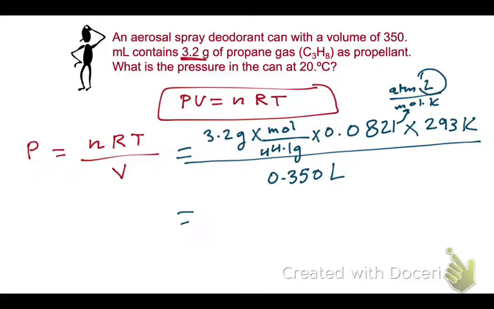So that is 3.2 divided by 44.1, multiplied by 0.0821, times 293, divided by 0.350, and I'm going to have 2 sig figs because of 3.2, so the answer in this case will be 5.0 atmospheres. And that's an application of how I use the ideal gas law.